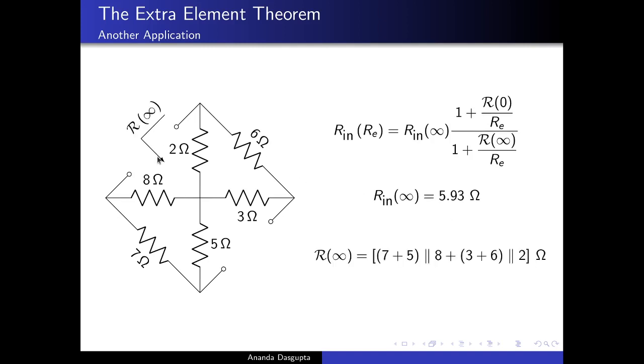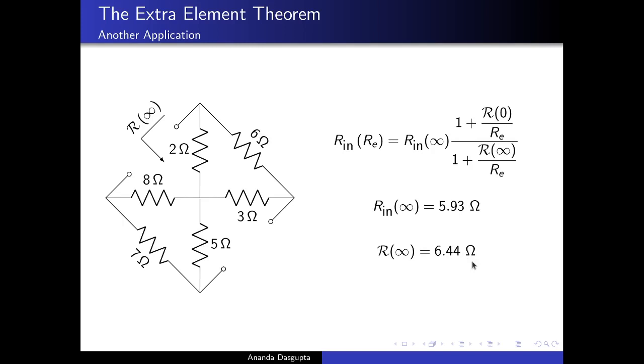What about curly R infinity? Curly R infinity is the resistance you see from this end. Remember, you have removed the extra element and you're looking in from the extra element side. And for curly R infinity, you have opened this out. Of course, this means 7 and 5 in series parallel with 8, 3 and 6 in series parallel with 2, and so that's another pretty straightforward calculation. Once again, a calculator takes a few seconds to give you the answer, 6.44 ohms.